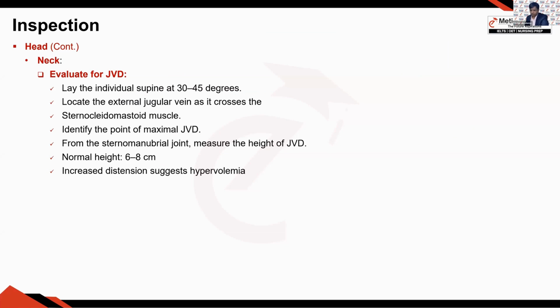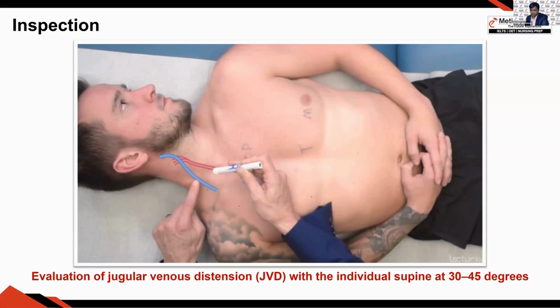Now, in the images you can see how they are assessing the JVD. With 30 to 45 degree positioning, we have to assess the JVD. So this is the way. If jugular vein distension is there, it always indicates congestive heart failure. When JVD is increased, it's always congestive heart failure.